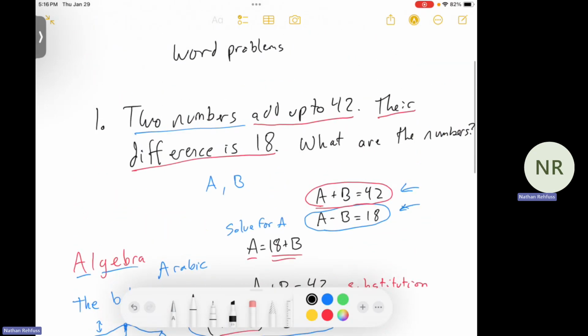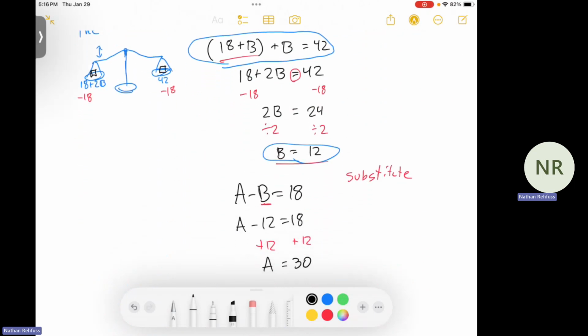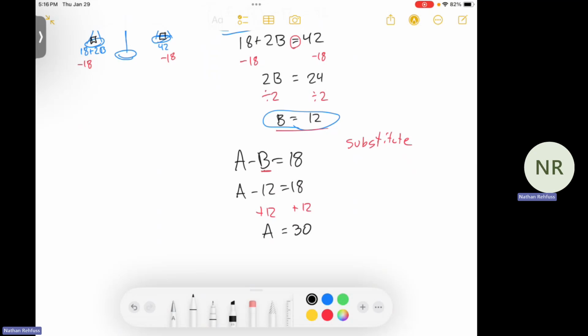If you were trying to pass through the gates and the riddler at the gates said, first you must solve my riddle. Two numbers add up to 42. Their difference is 18. What are the numbers? You wouldn't say b is 12. The riddler didn't ask about b. You would say the two numbers are 30 and 12. So there's our solution written in the language of the problem. We've translated that from math back to English.